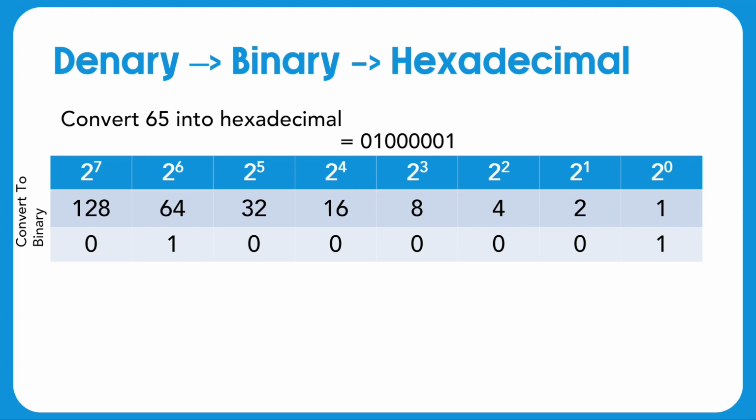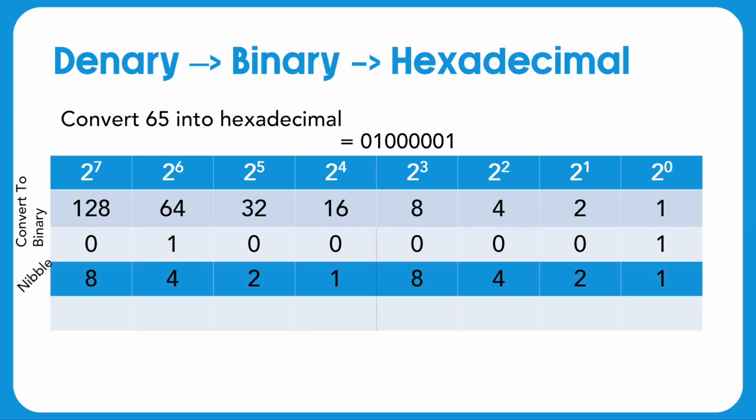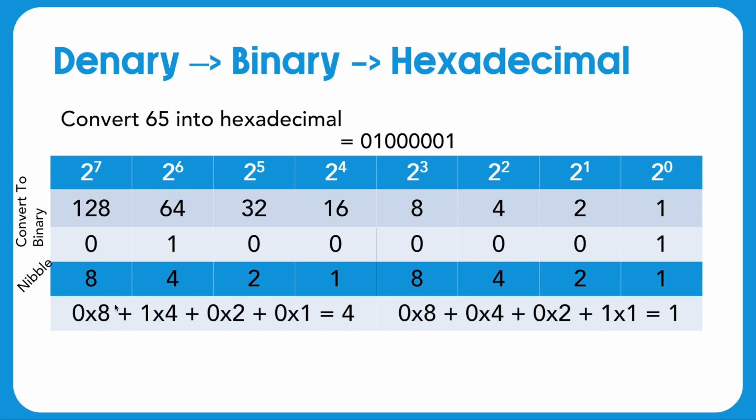After following this process for all of the bits, we get the binary value of 01000001. To convert this binary value into hex, we'll split the table in half so that we have 2 groups of 4 bits, or 2 nibbles. We'll write out the binary values of these nibbles, so 1, 2, 4 and 8, for both of the nibbles, and then we'll multiply these values by the actual bits of the binary to calculate what the nibble values are. In this case, that's 4 and 1. So we combine these two values together, so our hexadecimal number is 41.